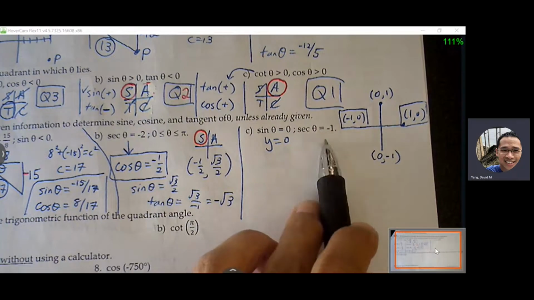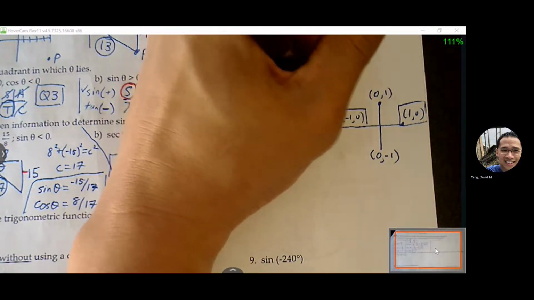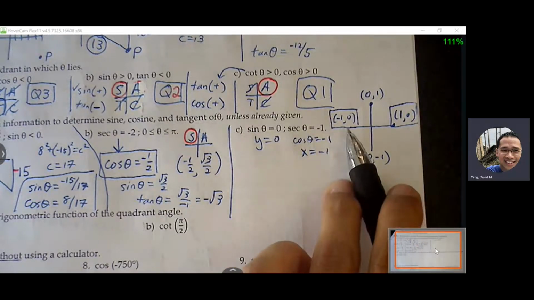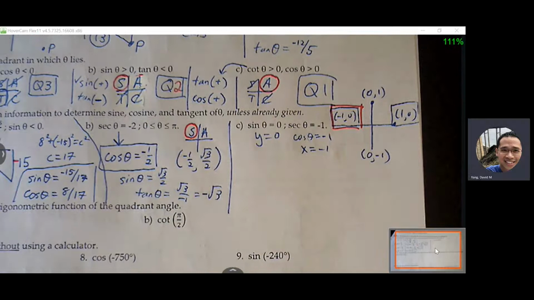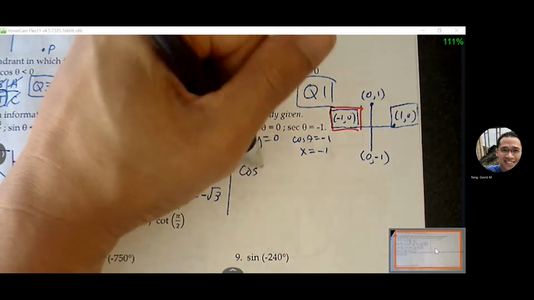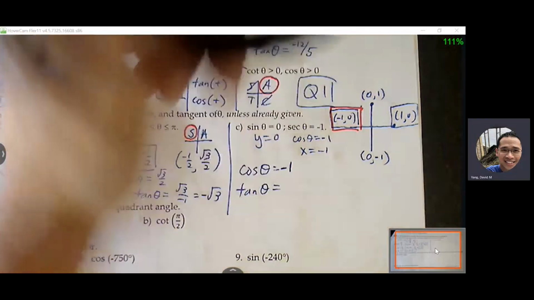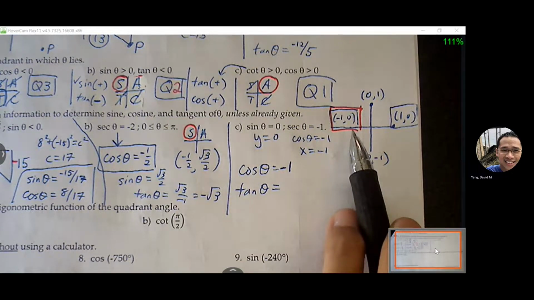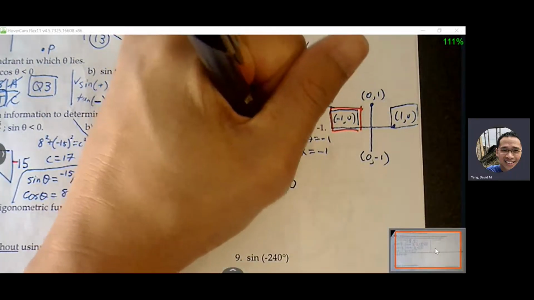Okay, so we know we're down to those two options. Secant is -1. Secant is related to the what? Cosine. If I flip -1, I still get -1. So I know that my x is -1. So it has to be this point, right? Now that I have my ordered pair, I'm going to find my sine, cosine, tangent. I already have my sine. My cosine is just my x. And what's the formula for tangent? y over x. So 0 over -1.